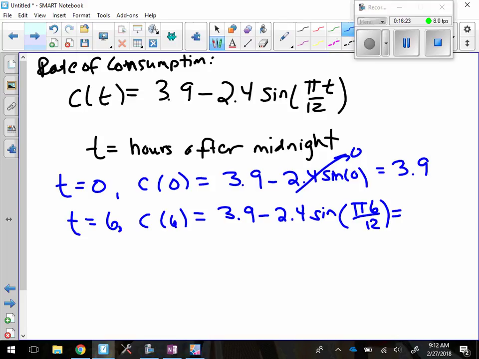Although this doesn't make any sense. It's not quite right. I don't know when these people wake up. But what do we get? Because I guess these are lazy people, and they don't get up at 6. You do not need a calculator. What is this? Pi over 2. Sari, what's the sine of pi over 2? It's 1. So this is going to be 3.9 minus 2.4, which you can do in your head, and is going to be 1.5. Okay, so these people must get up late.